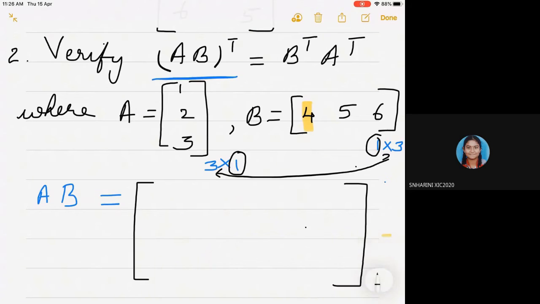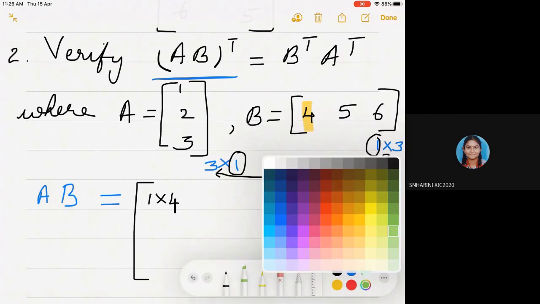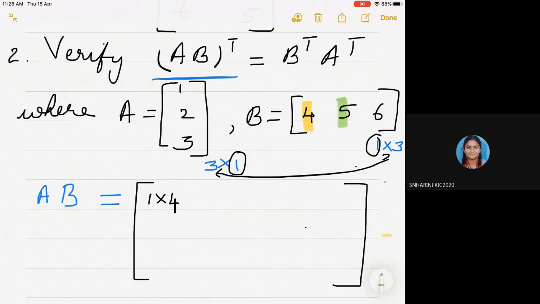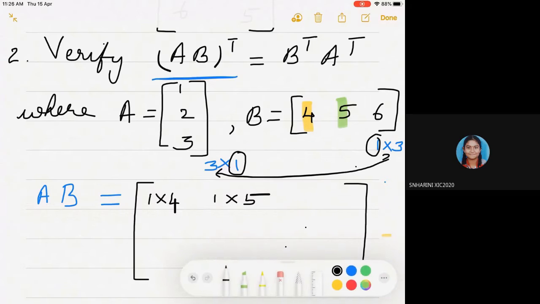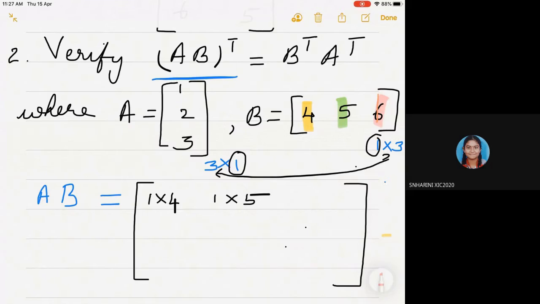First row with first column, when you multiply, you will get only one element, that is 1 into 4. Again, you consider the first row, multiply with the second column, that is 5. So we'll get the answer 1 into 5. Next, first row with the last column. What is the last column? That is also having only one element, that is 6. So on multiplication, we are getting only 1 into 6.